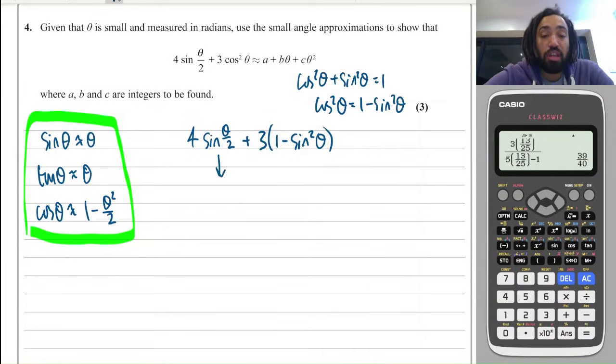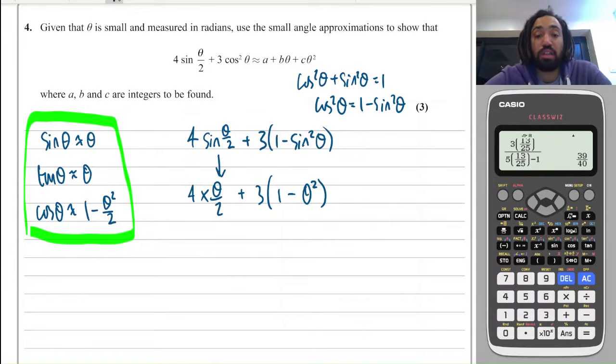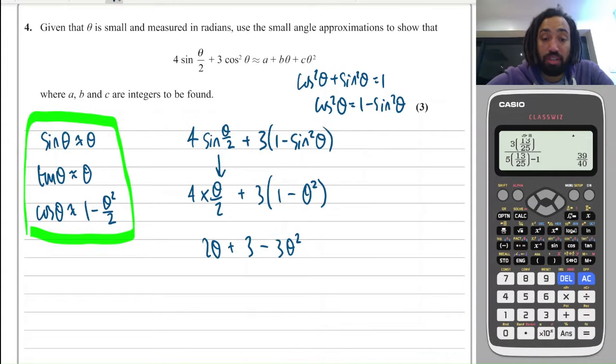Let's look at this one. If sine of theta is approximately theta, well then sine of theta over 2 is approximately theta over 2. I'm going to times that by 4. Plus 3 lots of 1 minus, well, sine, again, is just theta, so sine squared is theta squared. Multiplying this out, that's going to give me 2 theta. That's going to give me 3, and this is going to give me minus 3 theta squared. And there we have it. You might want to write it in the way that asks you to find it, but there you go.